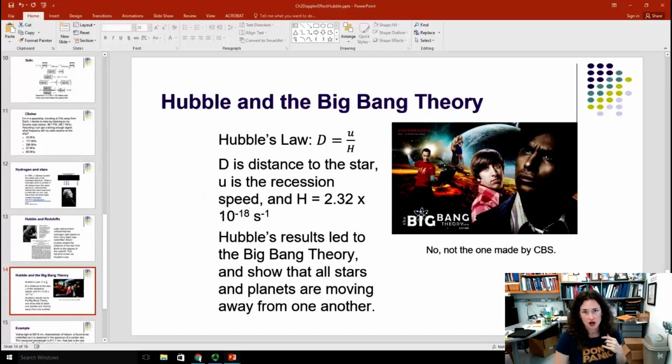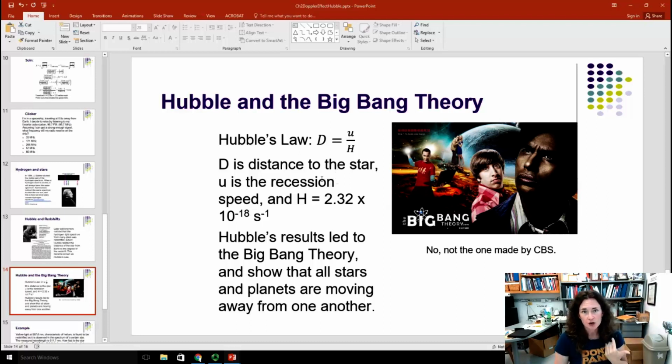So here's Hubble's law. D is equal to U over H. Now here D is the measured distance of the star from our planet, and U is what we call the recession speed, which is the speed that Hubble calculated based upon the degree of the redshift. And then this H is a constant that has become known as Hubble's constant. And the value of that constant is 2.32 times 10 to the minus 18 inverse seconds.